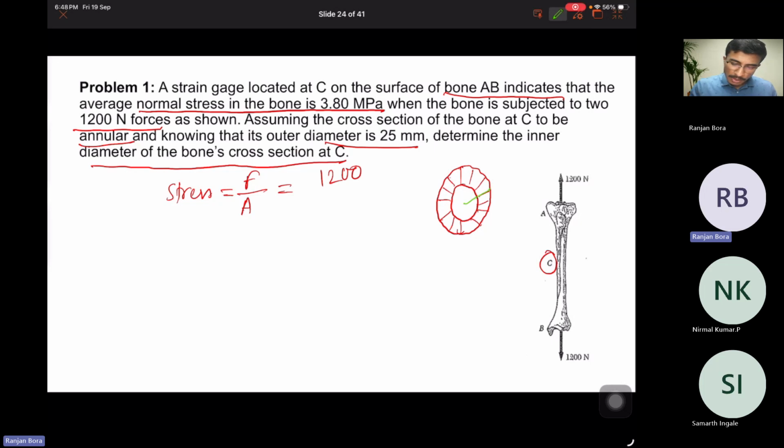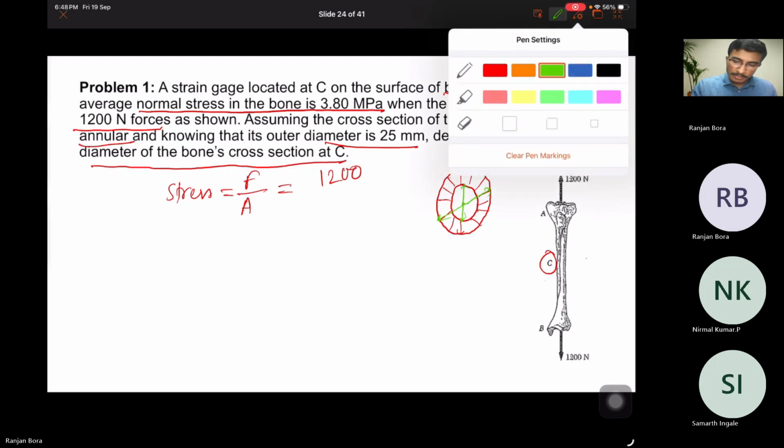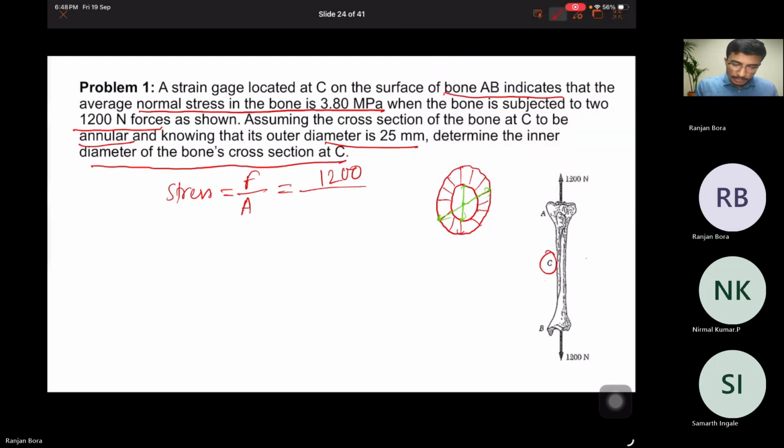So the outer diameter is given and we need to determine the inner diameter. So what is the area for this cross section? Area will be pi by 4 (DO square minus DI square). DO is the outer diameter and DI is inner diameter.